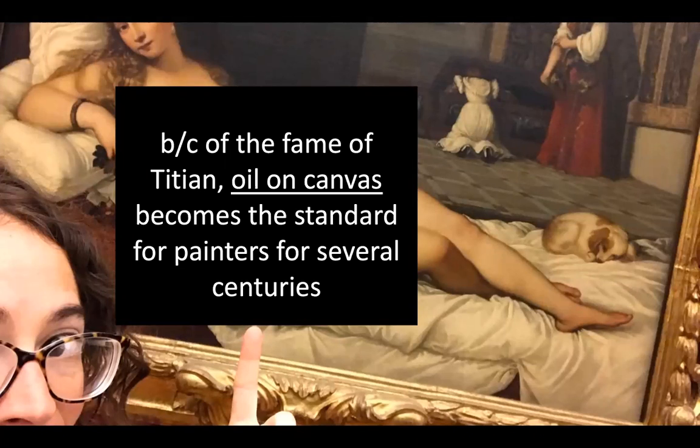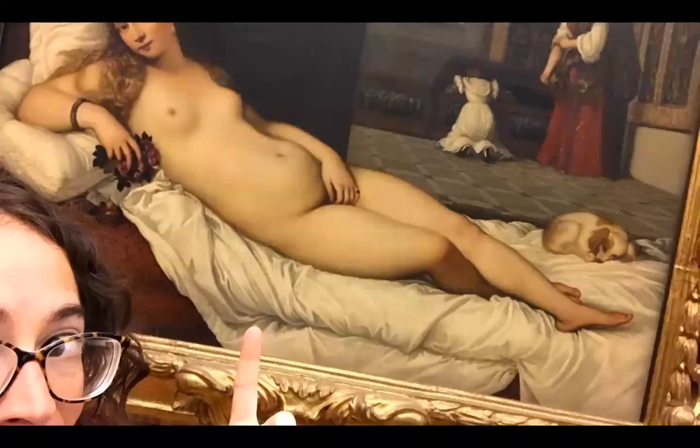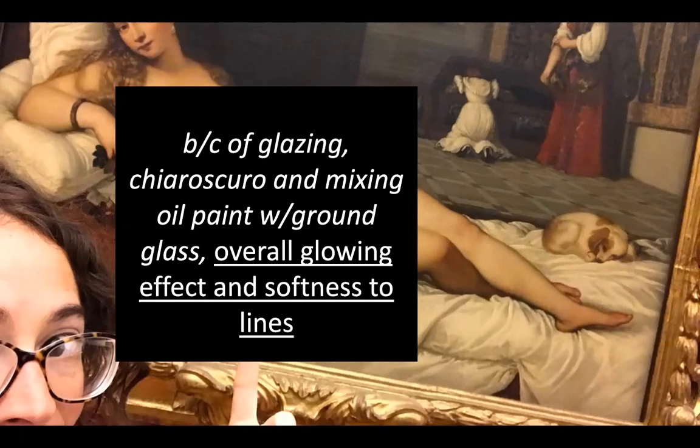All right, so because of the fame of Titian, because this became so famous, this idea of using oil paint on canvas becomes the standard, like the norm for painters for several centuries. And you can summarize these words. You don't have to write this word for word, okay? And again, it's because of the glazing, the chiaroscuro, the mixing oil paint with ground glass, it still has this overall glowing effect and softness to lines. This painting is probably the most amazing painting I ever saw in real life because of those techniques. And it was something I didn't expect.